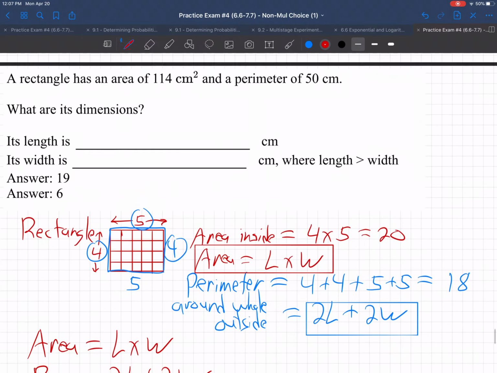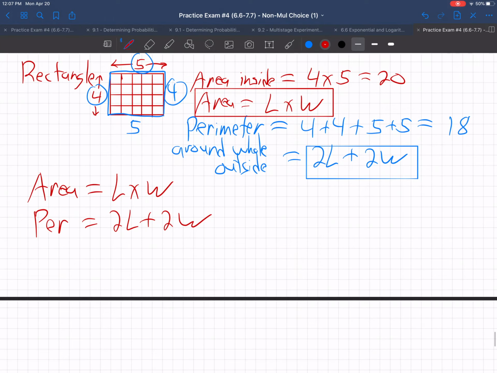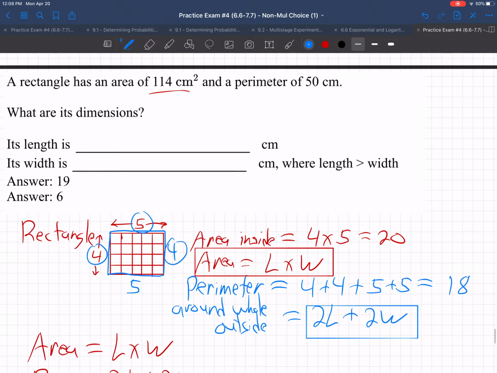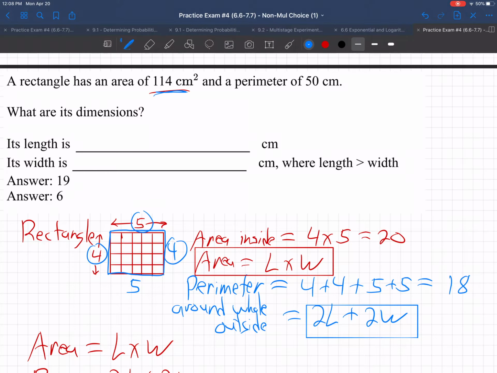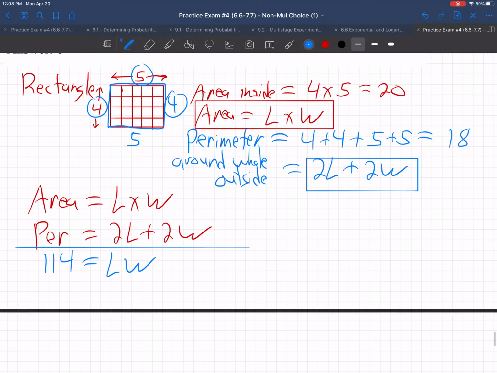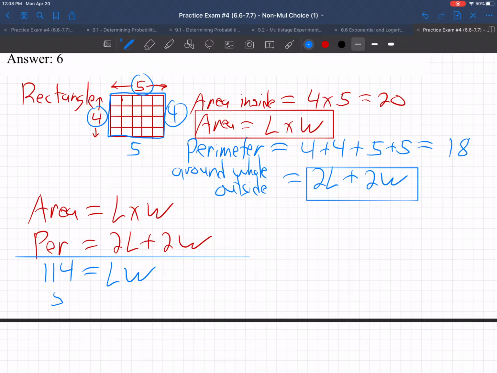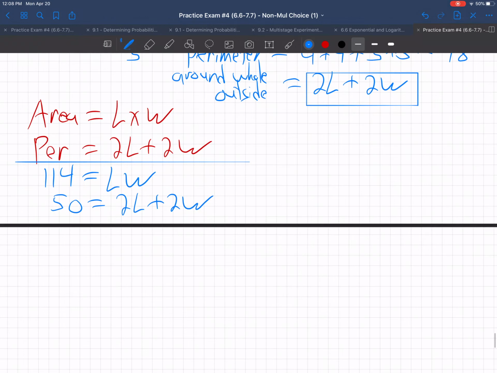Now what did they tell us? Area is 114. So this will be 114 is L times W, right? Area was 114. And perimeter is 50. So that'll be 50 is 2L plus 2W. Okay, so there's our 2 equations with 2 letters. So how do we go about handling that?